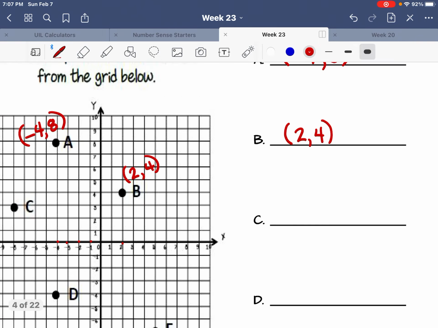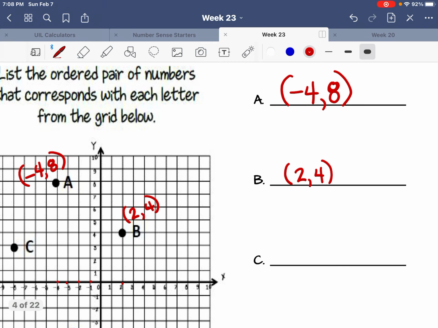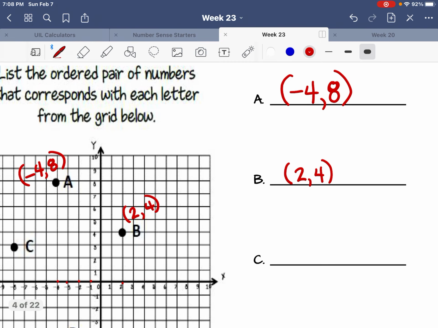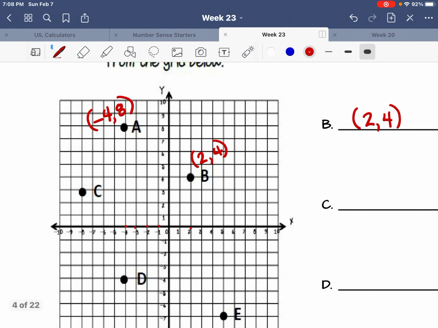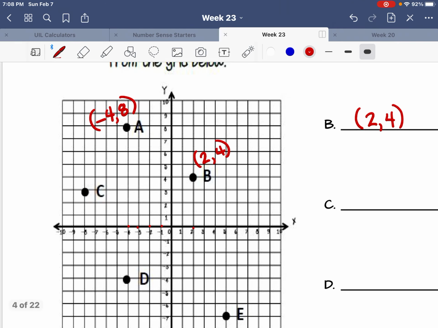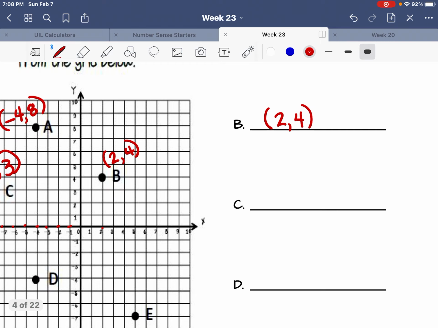Always put parentheses around your ordered pairs, otherwise it's just two numbers with a comma between them. It's not how we write ordered pairs. All right, C is back here on the negative side of the x. It looks like it's -8. Let's count just to be sure. 1, 2, 3, 4, 5, 6, 7, 8. Yeah, so that's at -8. And then on the y coordinate, it looks like it's at 3. So that's (-8, +3).